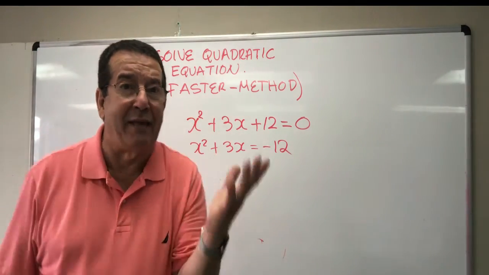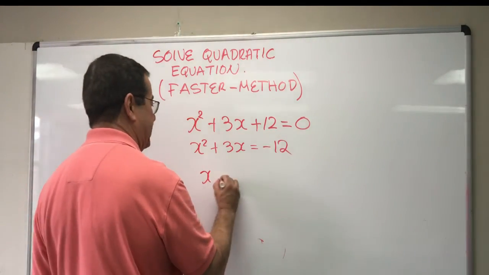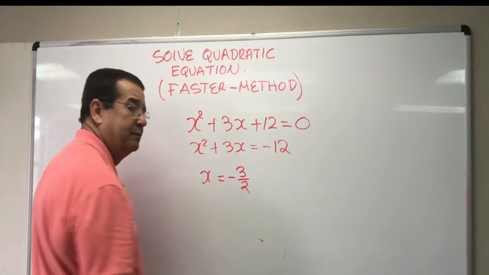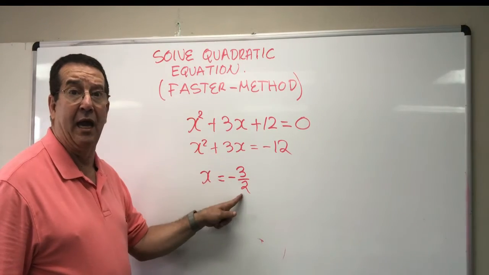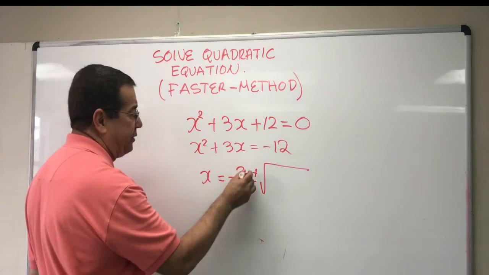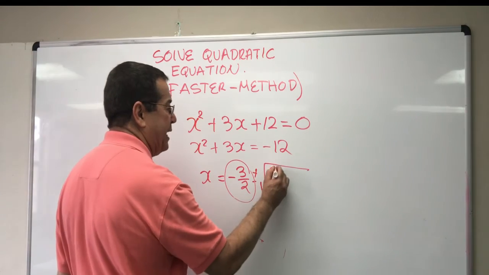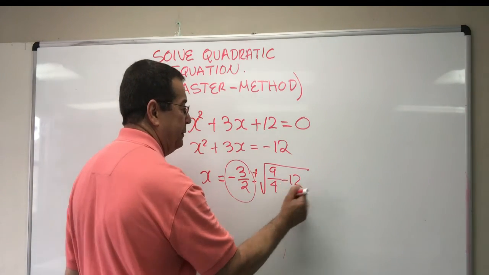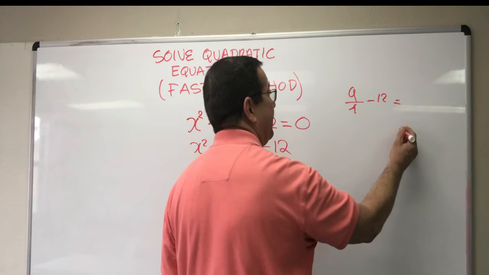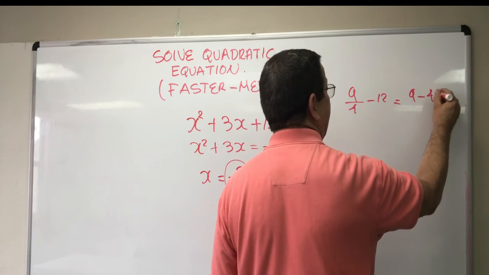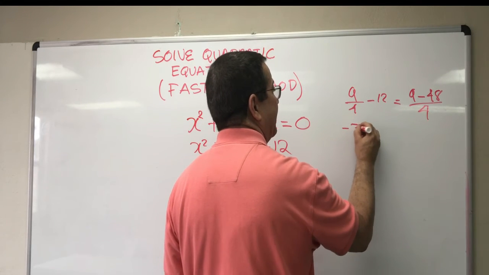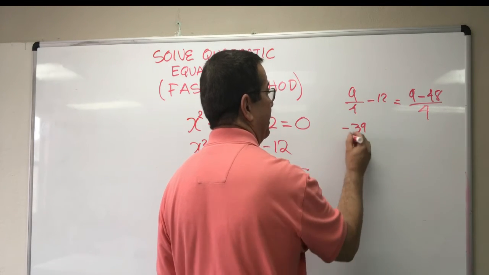Now, go directly to the solution. x is equal to 3 divided by 2, positive, you change the sign and it's negative, plus and minus the square root. This number squared is 9 over 4 minus 12. Now 9 minus 4 times 12 gives 9 minus 48 divided by 4. 9 minus 48 is negative 39 divided by 4.